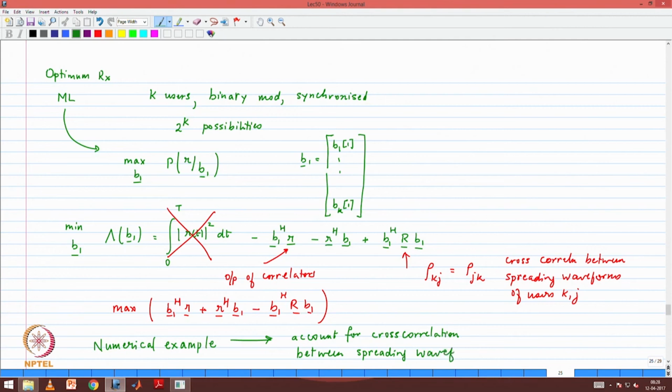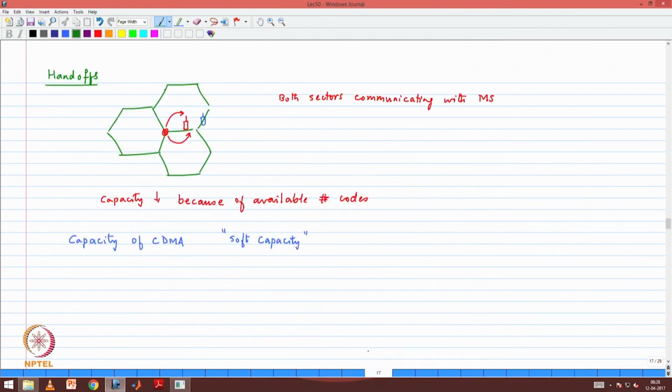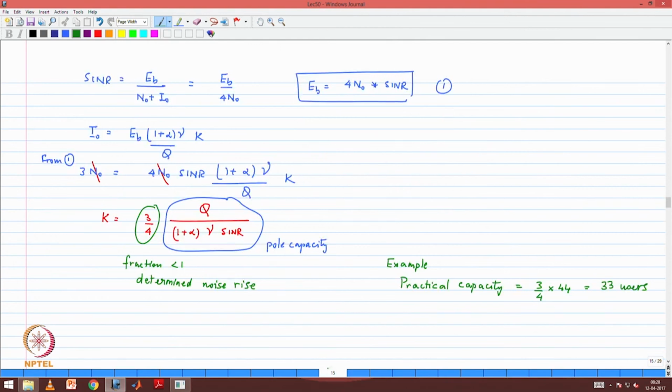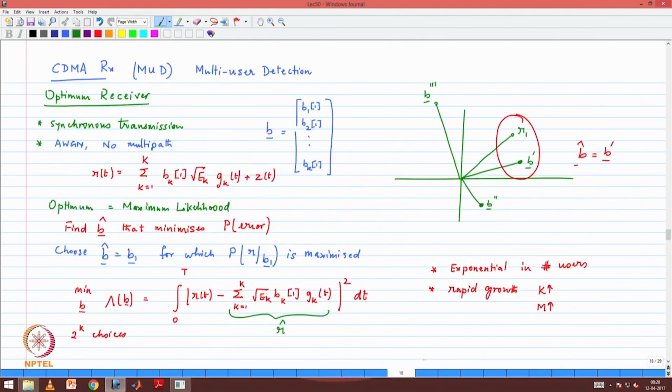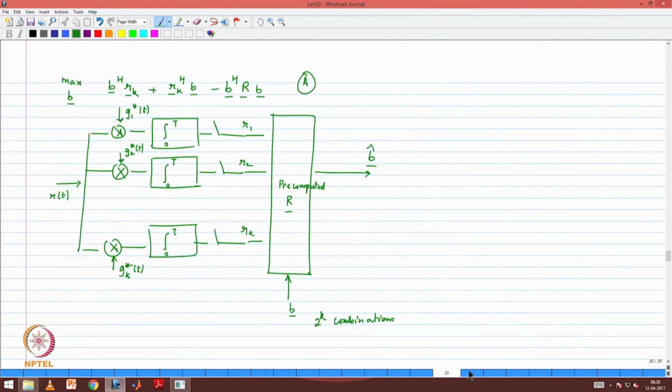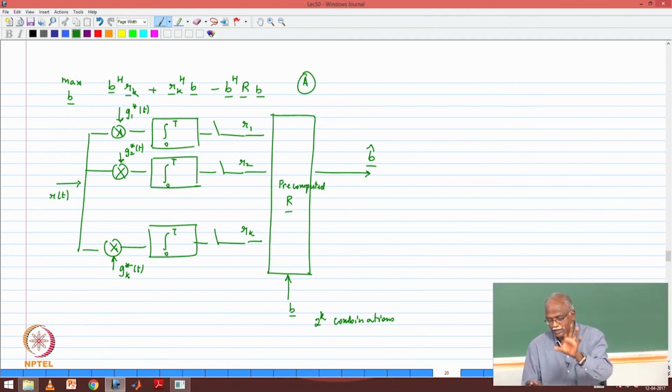We can now think of it as the following structure. Because what are we trying to do? We are trying to implement equation A. So, basically it is B Hermitian R plus R Hermitian B minus B Hermitian RB. This R is pre-computed, because I know the spreading waveform. So, that can be pre-computed and fed to my computational block.